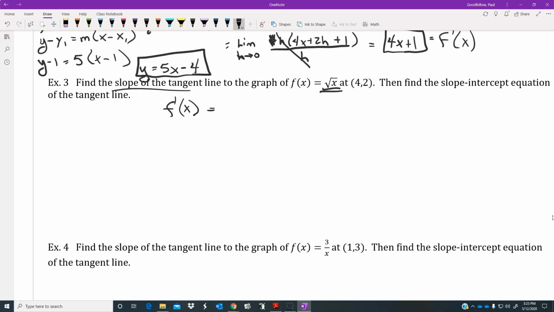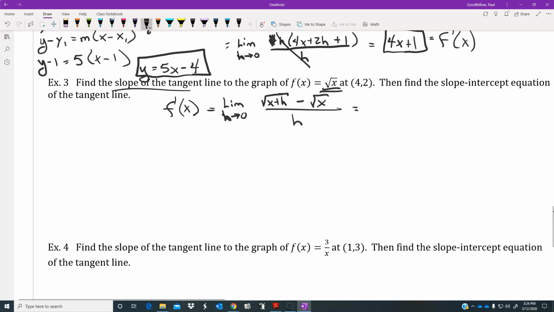But let's find the derivative of this as the limit as h approaches 0 of f of x plus h. Well, that would be the square root of x plus h would be the first one, minus the function itself, the square root of x, divided by h. Okay, this is a, oh man, I can't plug in 0 concept. I've got to use some 10% rule.